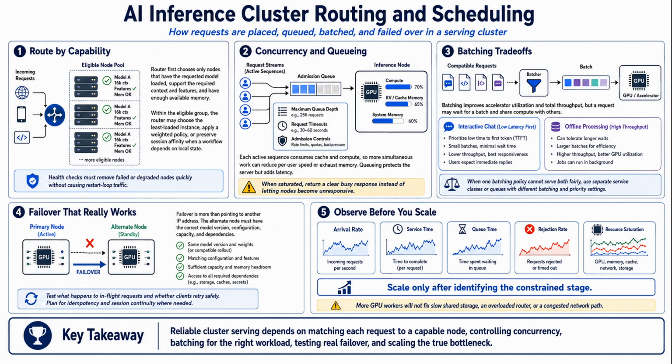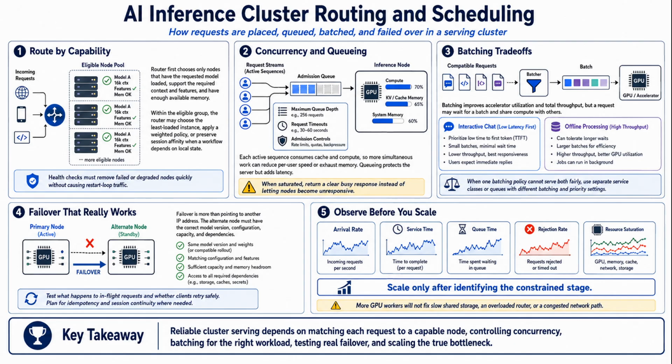Concurrency describes simultaneous work. Each active sequence consumes cache and compute, so accepting more requests can reduce per-user speed or exhaust memory. Queuing protects the server by holding work until capacity is available, but queue delay contributes directly to latency. Establish maximum queue depth, request timeouts, and admission controls. When the service is saturated, a clear busy response is safer than allowing every node to become unresponsive.